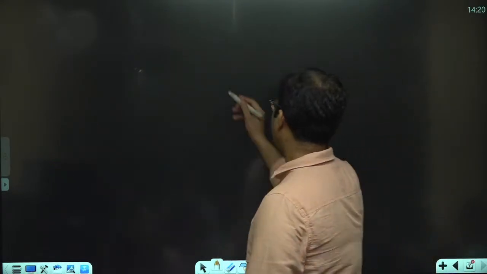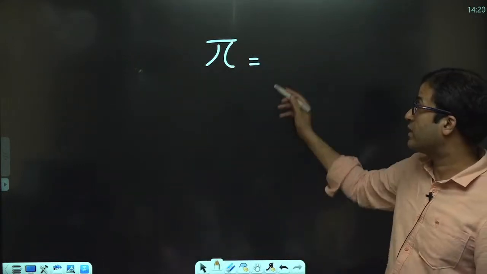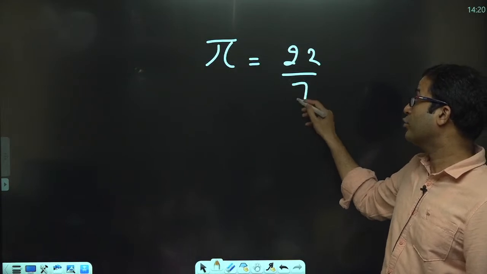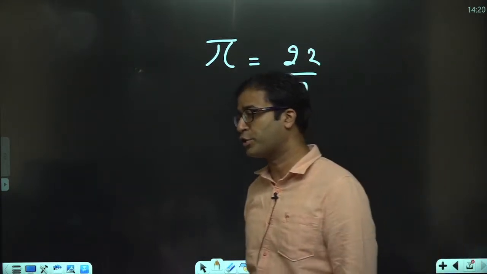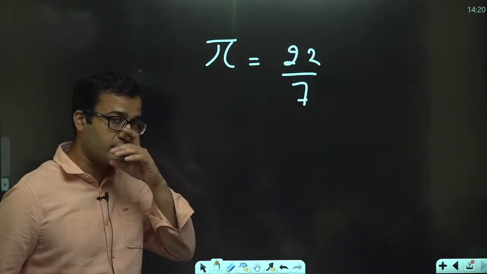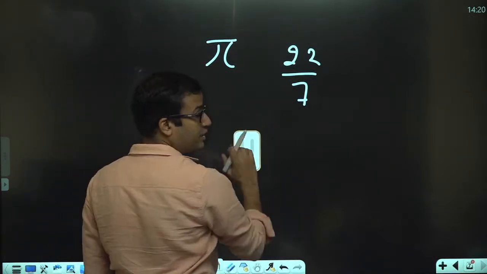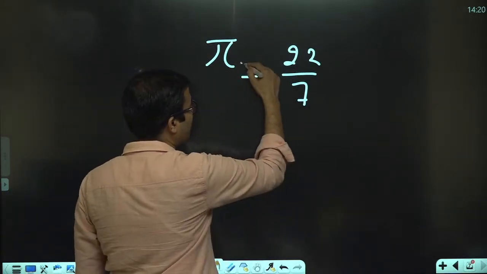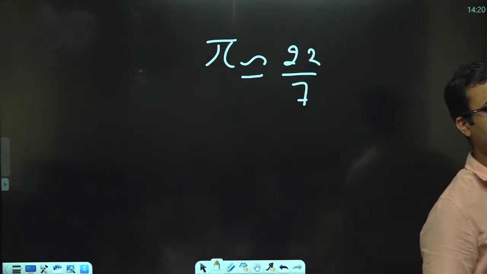I come to this point, pi. In school days, we have taken the value of pi as 22/7. And you will say, sir, this is a rational number in P by Q form, where P and Q are both integers and Q is not equal to 0, and you are saying irrational number. I tell you, here this 22/7 is not the exact value of pi. It is the approximate value of pi taken during school days. I tell you the reason also.